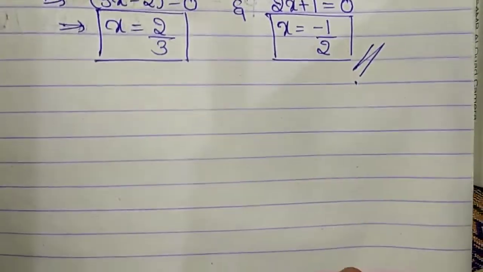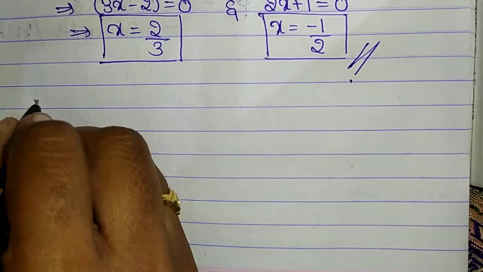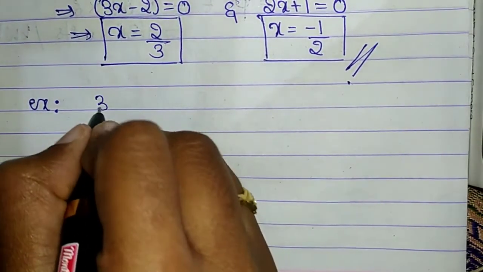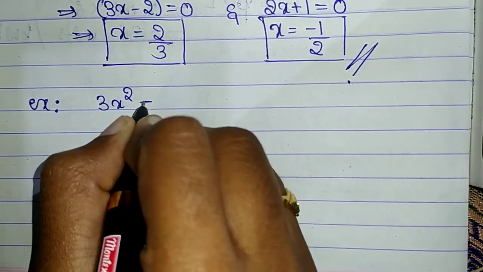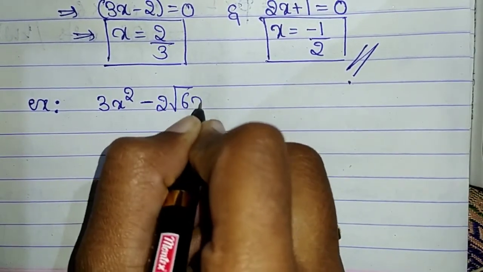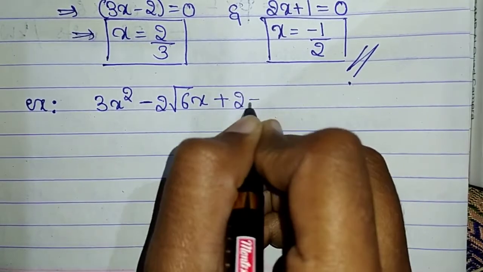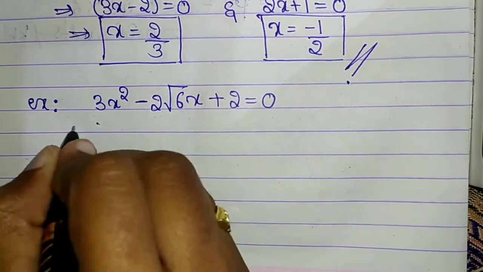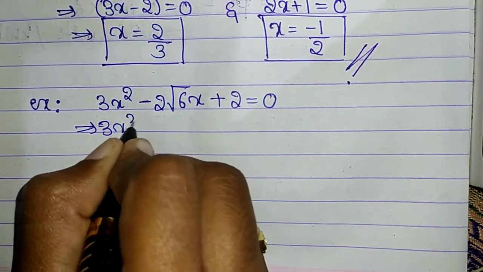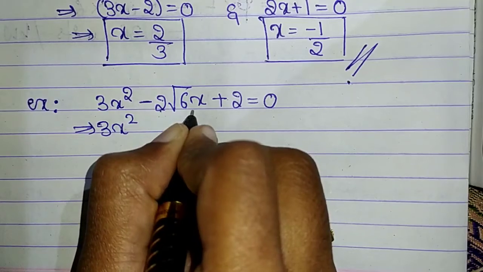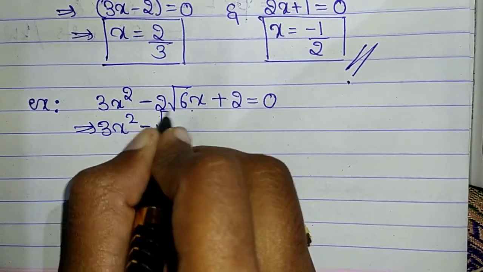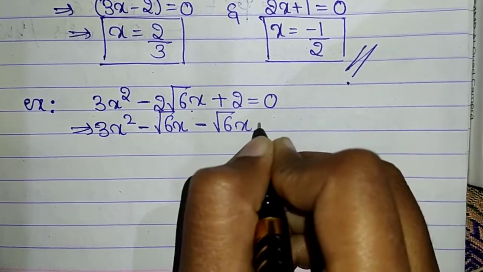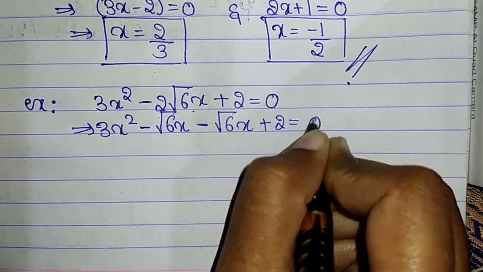Now moving to the next example, it is a little bit different. We will be splitting the middle term directly. The equation is 3x square minus 2 root 6x plus 2 is equal to 0. Here we will directly split the middle term. So this implies 3x square minus 2 root 6x can be written as minus root 6x and minus root 6x plus 2 is equal to 0.